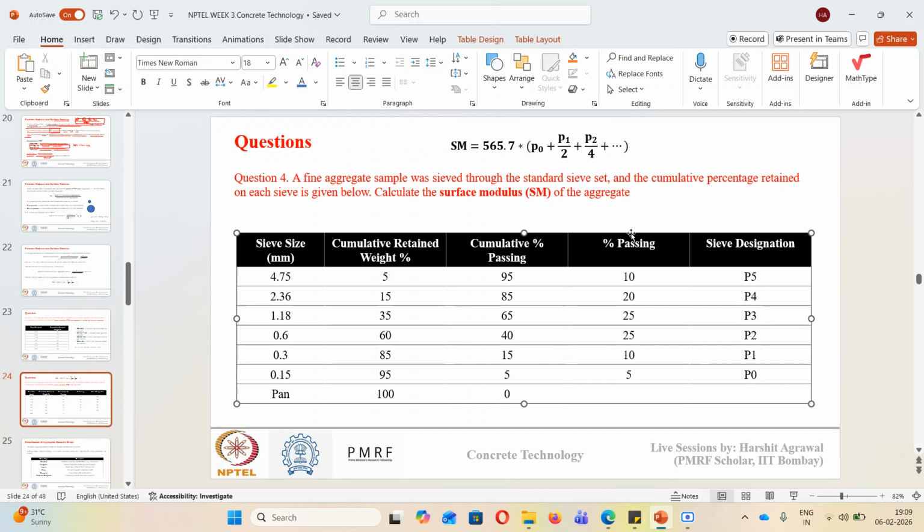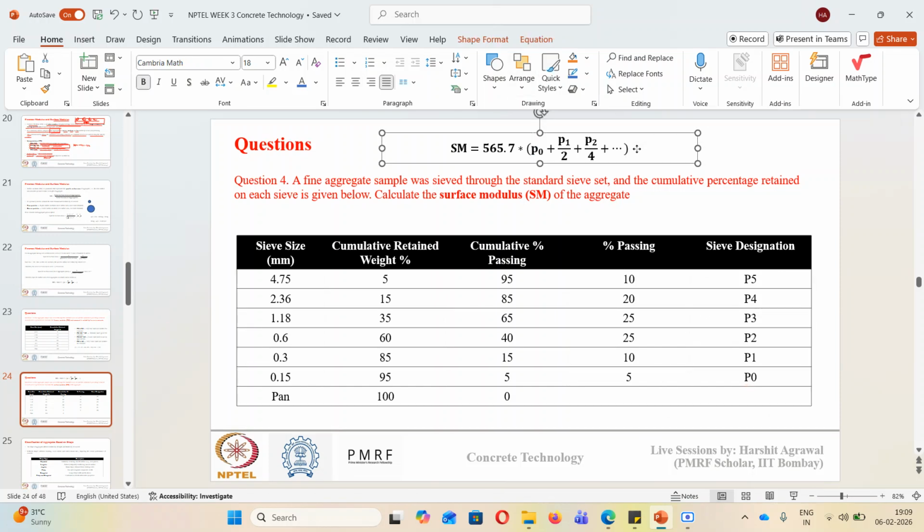So we know percentage passing through each sieve designation, so we can simply put that in this formula. What we'll get: 565.7 times P0 is 5, P1 is 10 divided by 2, then 25 divided by 4 plus 25 divided by 8 plus 20 divided by 16 plus 10 divided by 32. Why this number like 2, 4, 8, 16, and 32? Because sieves are in geometric progression.